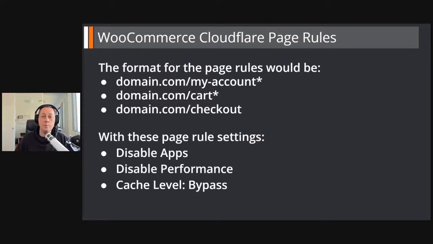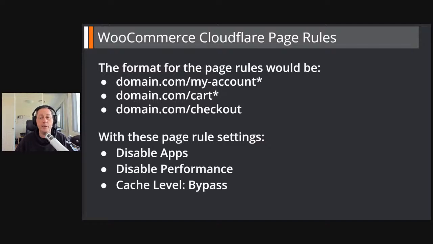But if you're running a WooCommerce website, then really these are the 3 rules that you should be adding to your WordPress website. So you put in your domain name. For example, this one's just domainname.com. Replace that with yours and then /myaccount with an asterisk. That's going to target everything under your account, and then do the same for the cart, and the same for the checkout as well.